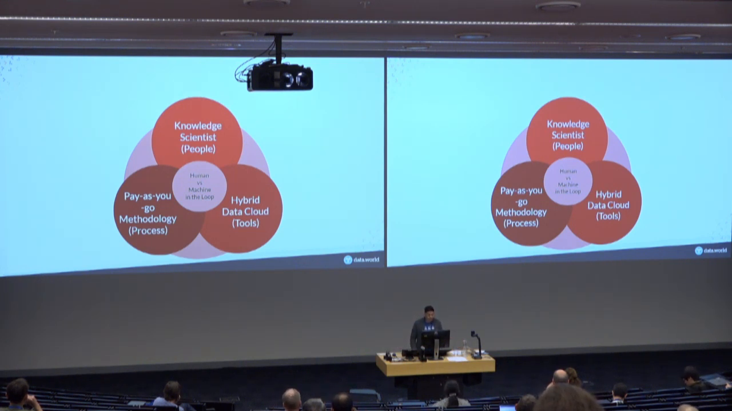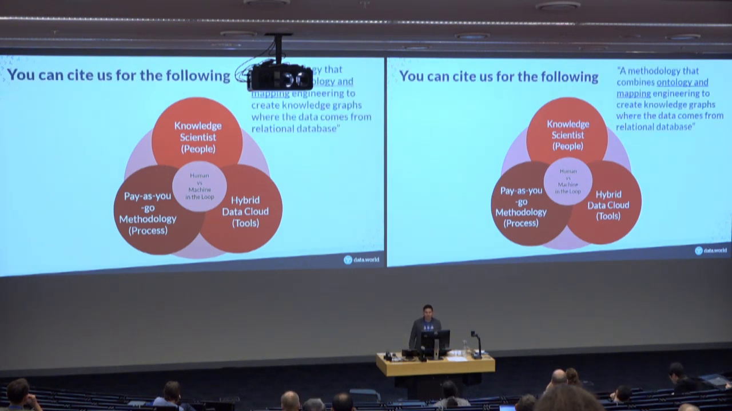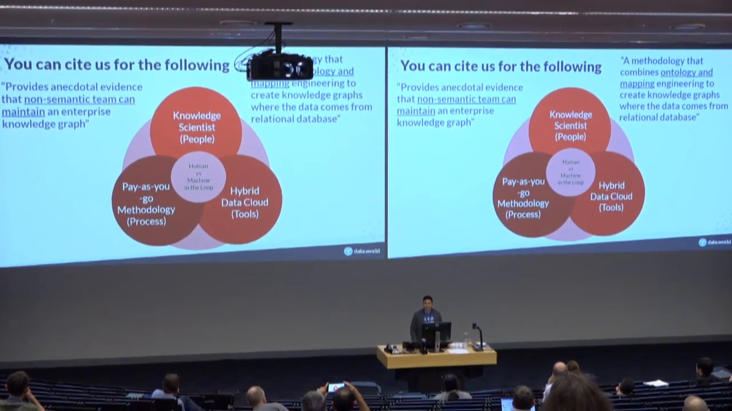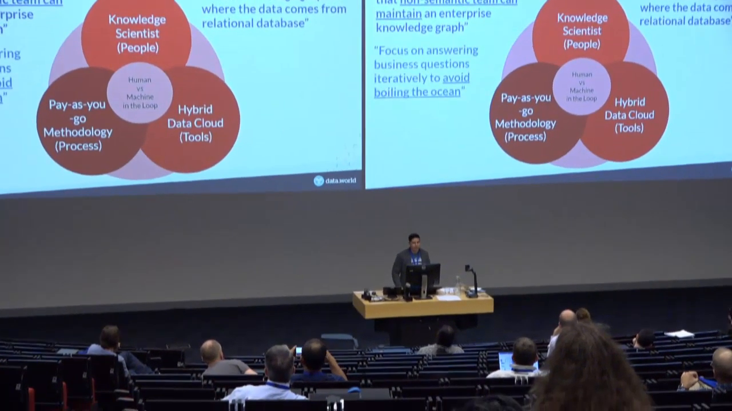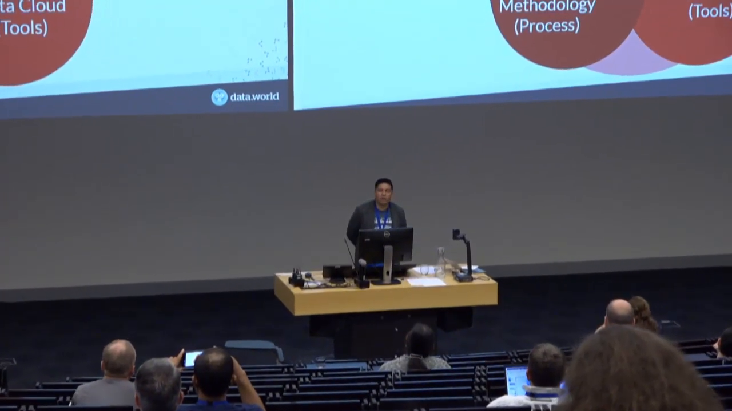So, to conclude, you can cite this paper for the following. If you want to say in your paper that a methodology combines ontology and mapping engineering, that's a way you can cite this paper. This paper provides anecdotal evidence that a non-semantic team can maintain an enterprise knowledge graph. You can cite us if you want to state that you can focus on answering business questions iteratively to avoid boiling the ocean. And you can cite us if you want to say that the role of the knowledge scientist is crucial to create enterprise knowledge graphs.